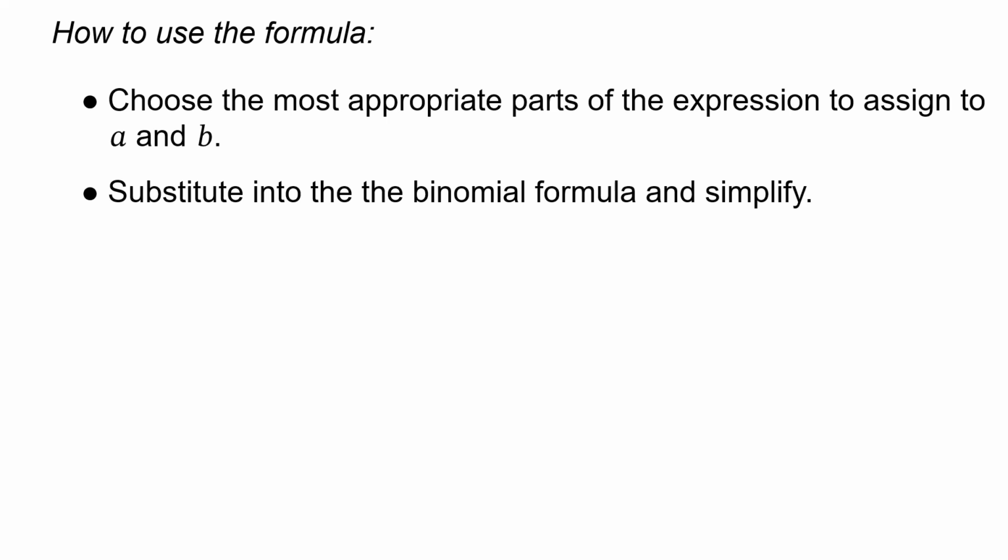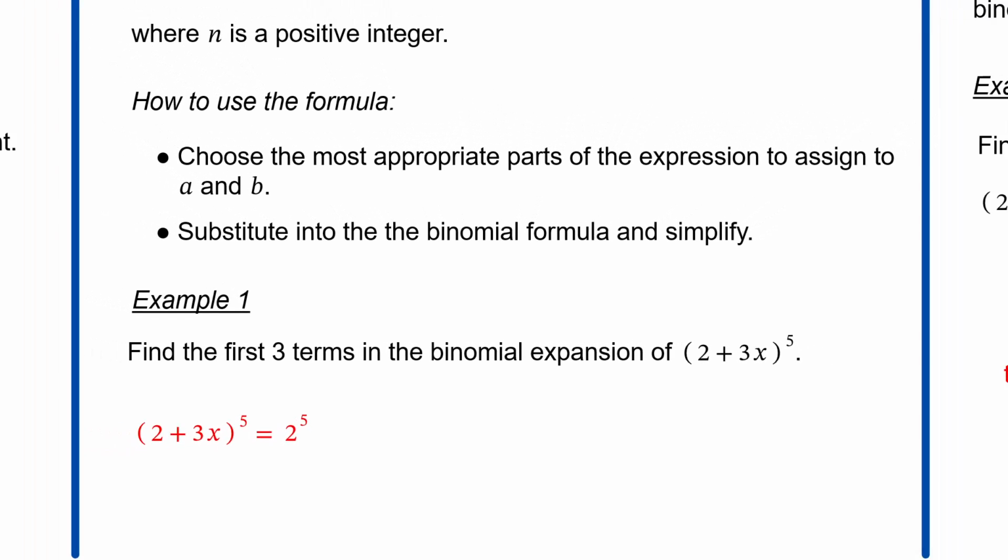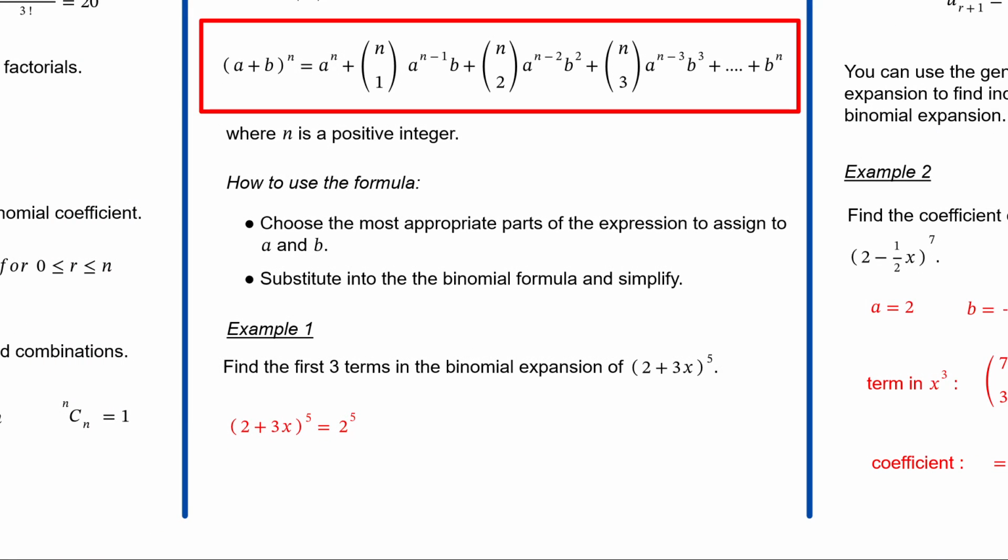And then you simply substitute into the binomial formula and simplify. Let's have an example. This question says, find the first 3 terms in the binomial expansion of (2 + 3x) to the power of 5. So we're saying, for (2 + 3x) raised to the power of 5, we start with 2 raised to the power of 5. Remember, we are making use of this binomial formula.